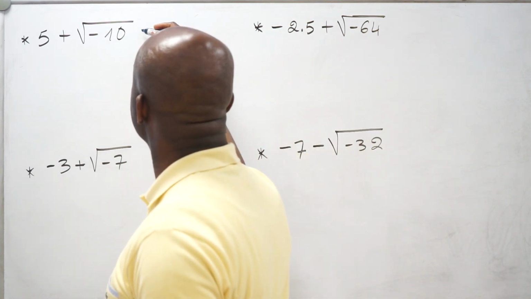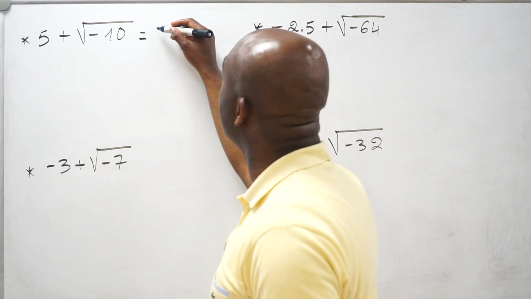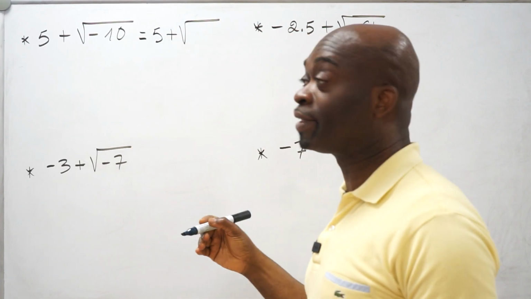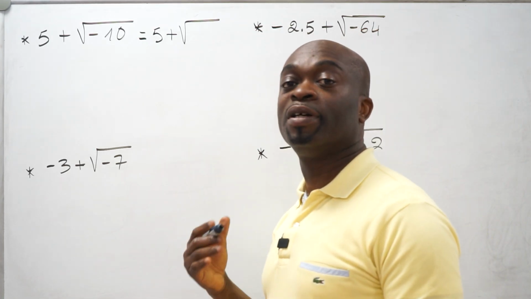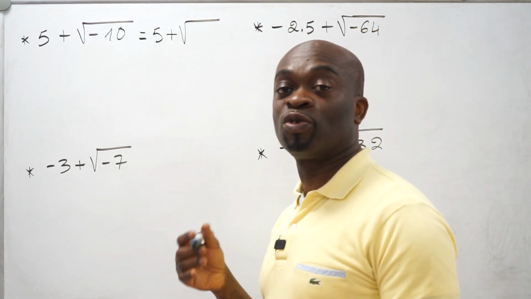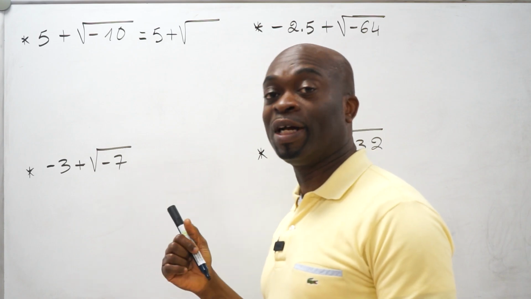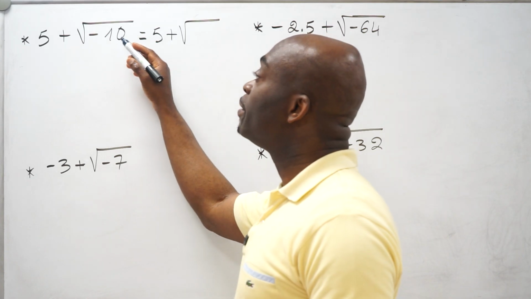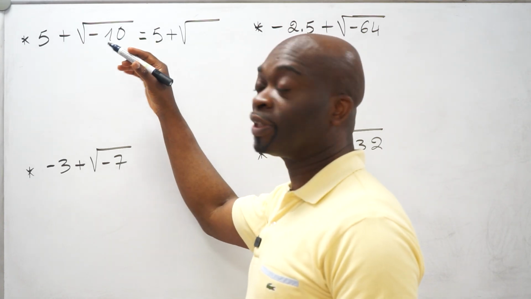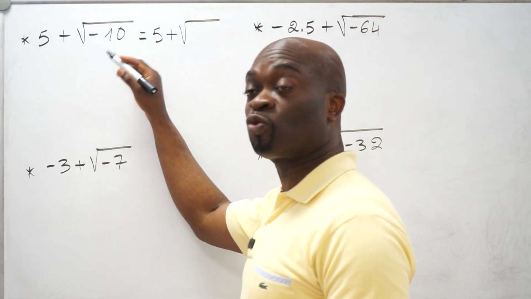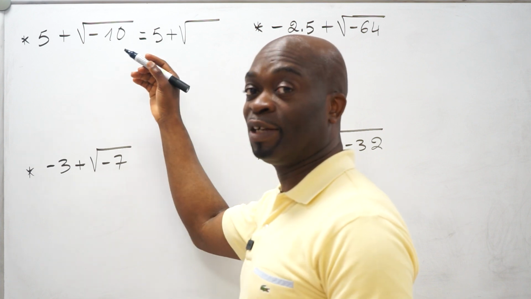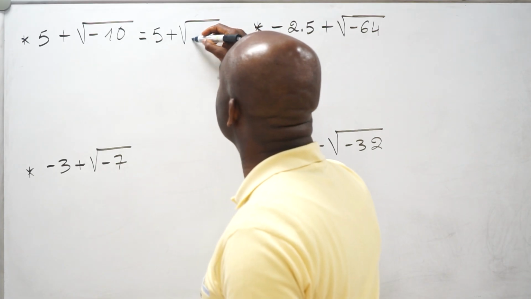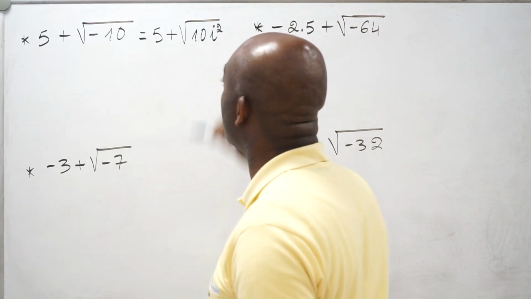So in this case, this is going to become 5 plus the square root of... and the other thing is, is 10 a perfect square? If not, you have to find two numbers that multiply to give you one as a perfect square, the other one not a perfect square. So is 10 a perfect square to begin with? No. Can we break it down into two numbers where one is a perfect square and the other is not? It's 2 times 5, we cannot do anything further than that. So this is going to be 10i to the second power.